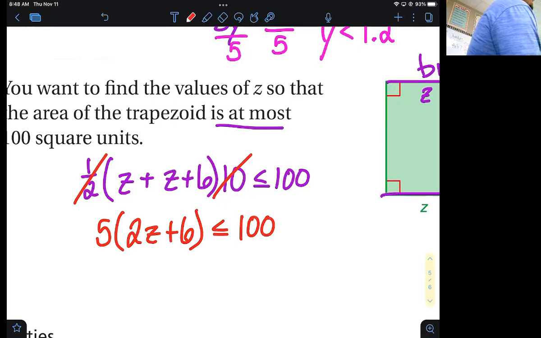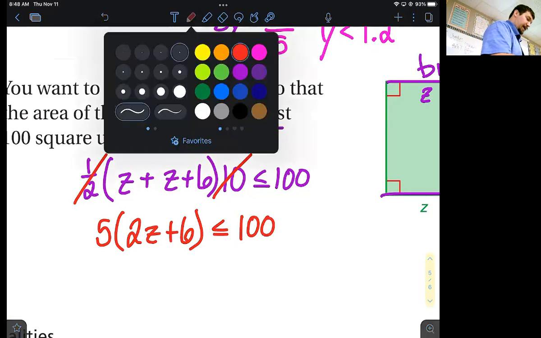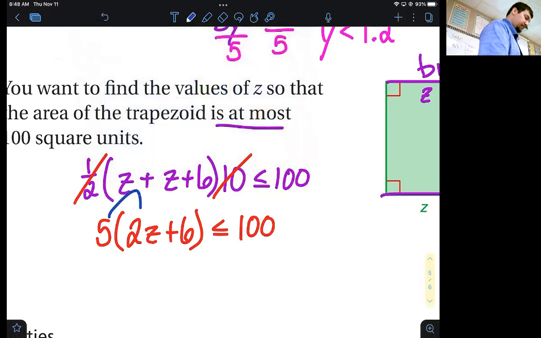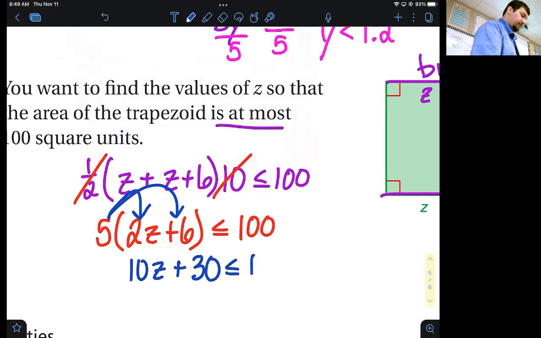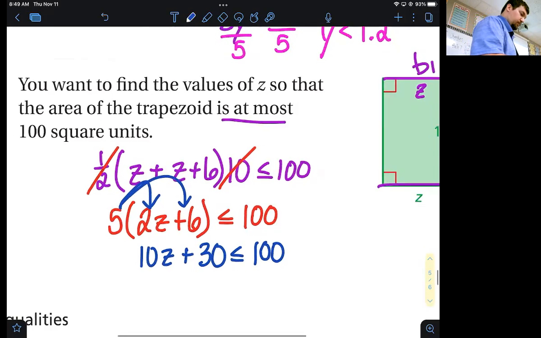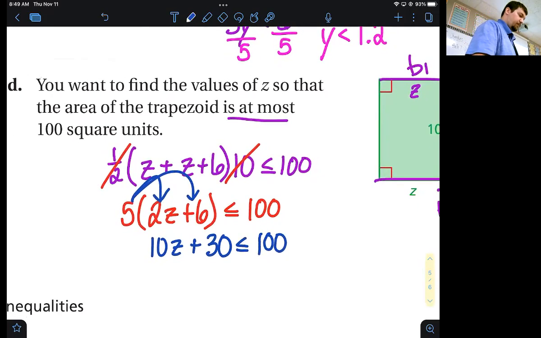We need to distribute the 5. Thomas, what do you get when you multiply 5 times 2z? 10z. And Thomas, what do you get when you multiply 5 times 6? 30. So now the parentheses are gone. Really, what would the cousin Eddie term be here? We are going to put a negative 30. You're right. Yeah, it's a positive 30. So we get rid of that by putting a negative 30 on both sides.